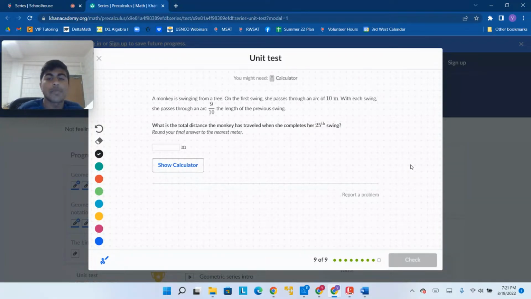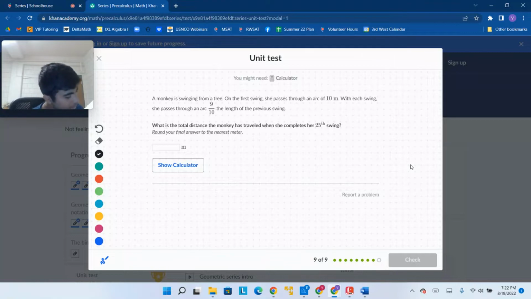A monkey is swinging from a tree. On the first swing, she passed through an arc of 10 meters. With each swing, she passed through an arc 9/10 the length of the previous swing. What is the total distance the monkey has traveled when she completes her 25th swing? Must be a dedicated monkey, I gotta tell you. Honestly, 25 swings, my arms would hurt. Then again, I don't have a monkey's arms.